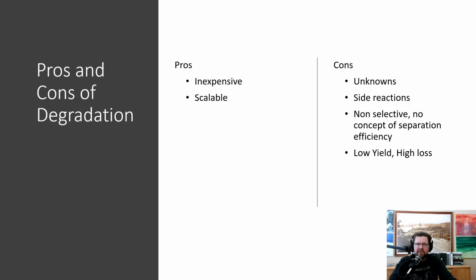So, everything, the thousands of compounds that are in there, are all reacting with each other. So it's really not selective. And there's really no concept of separation efficiency. For example, if I'm trying to separate out THC from CBD, the question would be, how do you separate those out and still maintain the amount that you had in the very beginning of the solution? So there really is no concept of the separation efficiency. It's just degradation only. And because of that, you get this low yield and high loss.